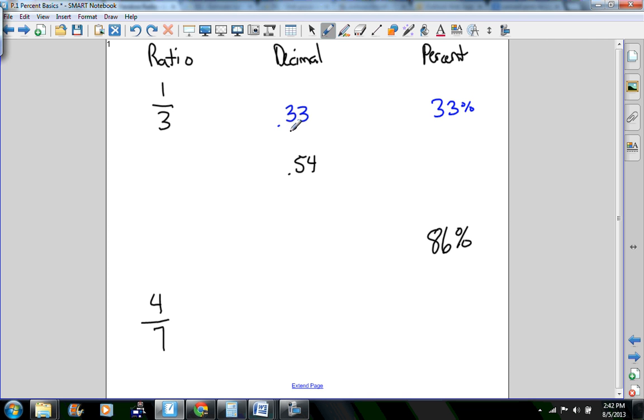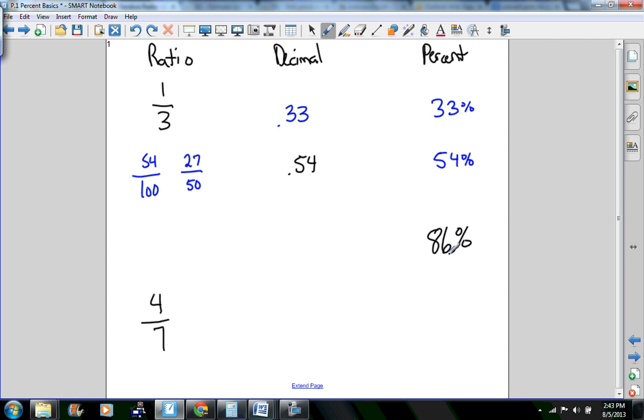Going from a decimal to a percent is pretty easy. You just move that decimal place 2 to the right, 1, 2, and you get 54%. Going from a decimal to a ratio, or from a percent to a ratio, is not too bad either. We're going to do 54 over 100, and then we just simplify. We divide the top and the bottom by 2, and so we get 27 over 50. So these three things all represent the same.